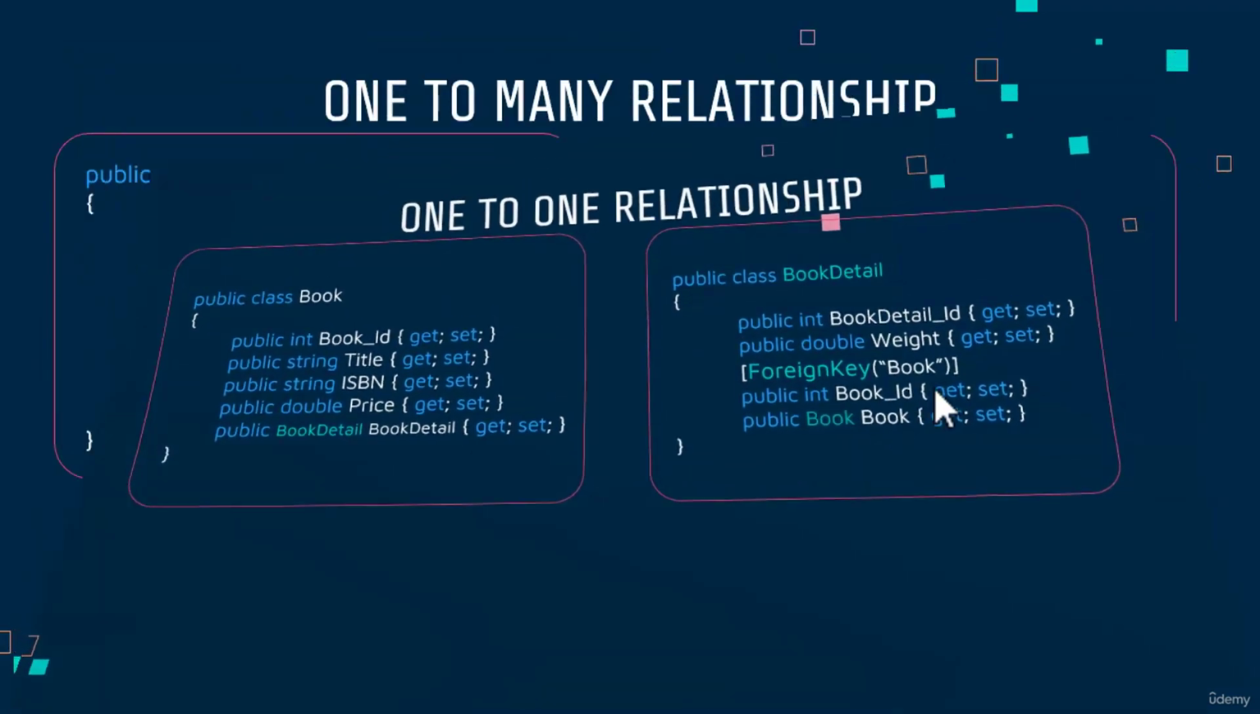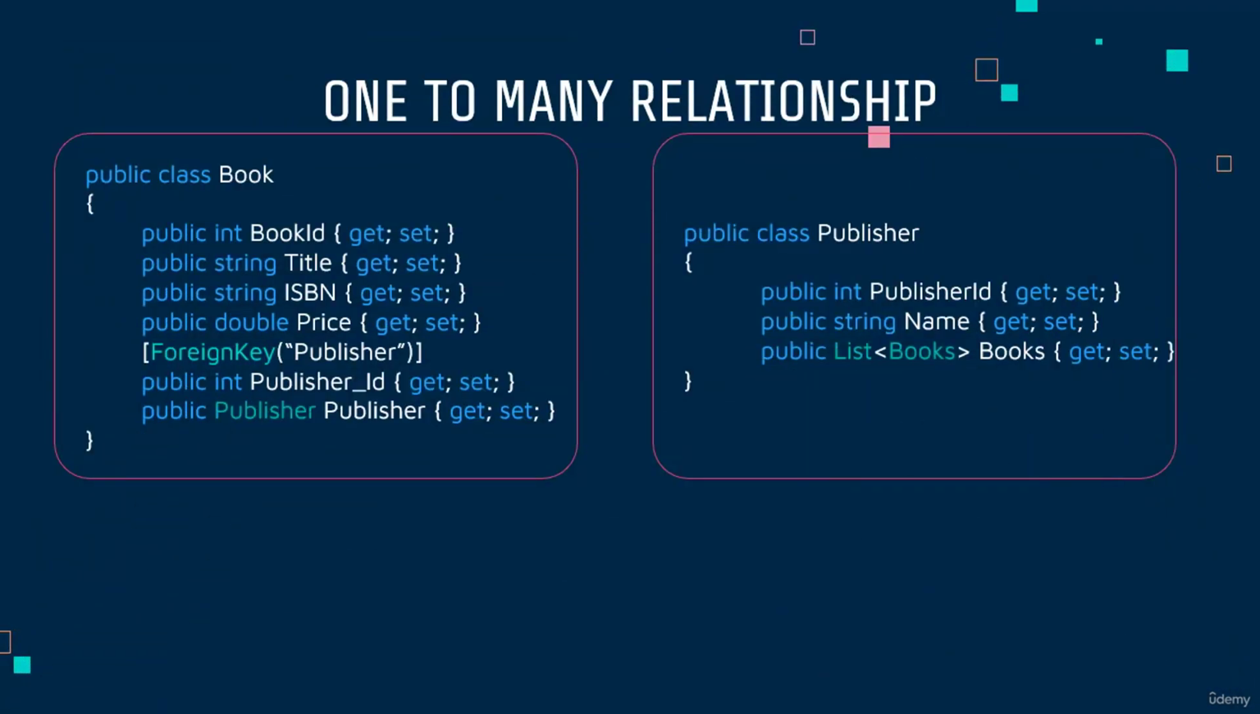Then for the one-to-many relation, the foreign key reference and the navigation property, we will add that in a class, and in the other one we will have a public list of books rather than the single one that we have in one-to-one.